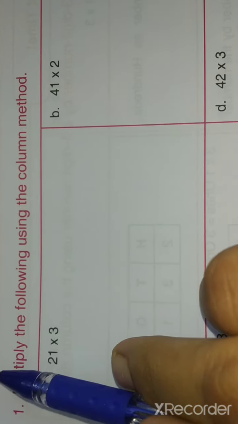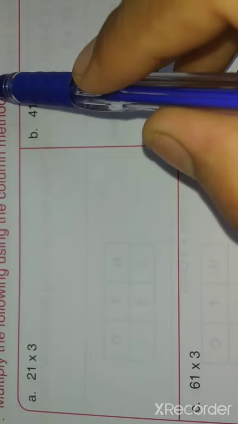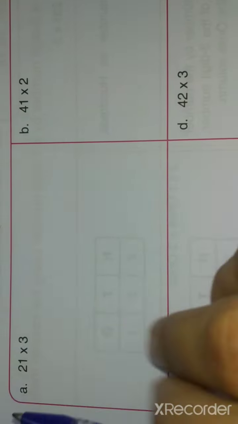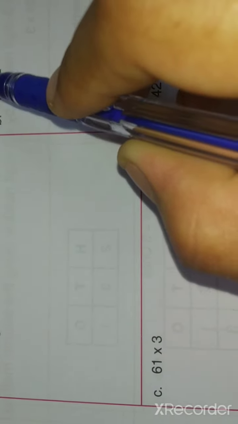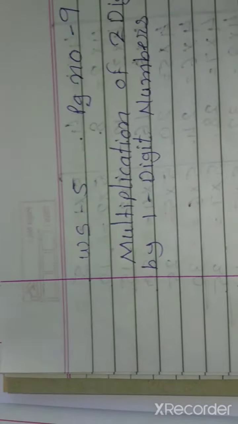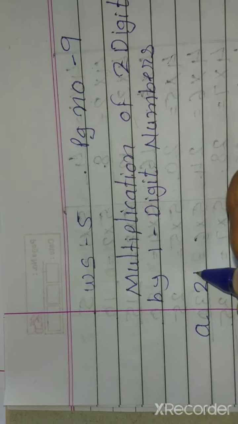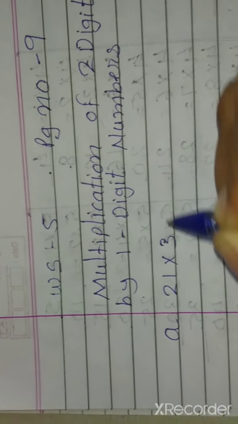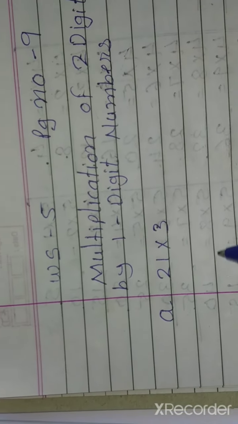Worksheet number 5 is multiplication of the two-digit number by one-digit numbers. Multiply the following using the column method. Now which method do we have to use here? Column method. So let's start with sum number 1. Sum A1 is 21 into 3.